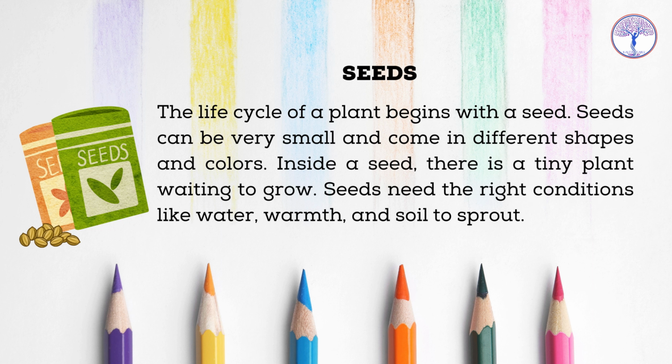Seeds. The life cycle of a plant begins with a seed. Seeds can be very small and come in different shapes and colors. Inside a seed, there is a tiny plant waiting to grow. Seeds need the right conditions like water, warmth, and soil to sprout.